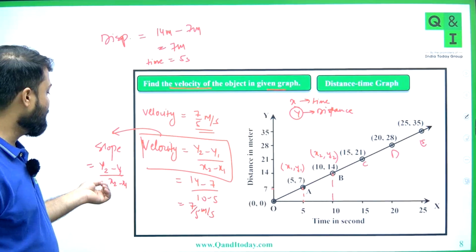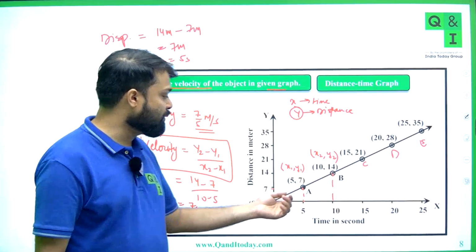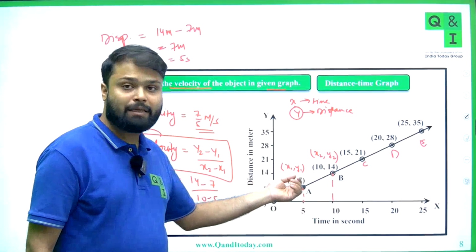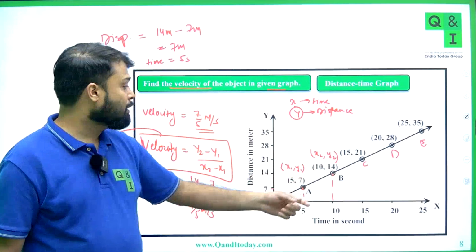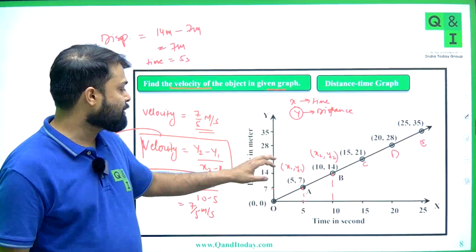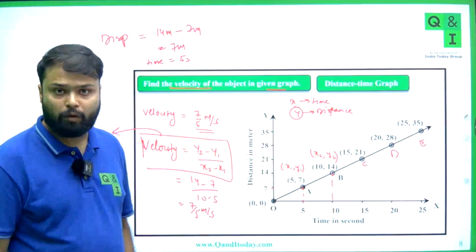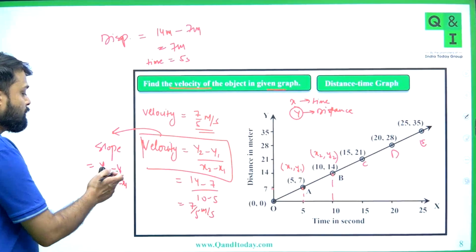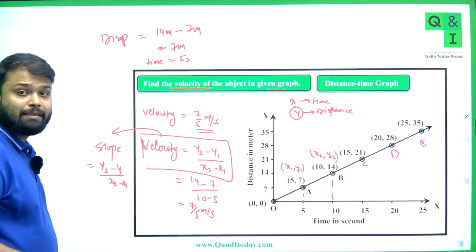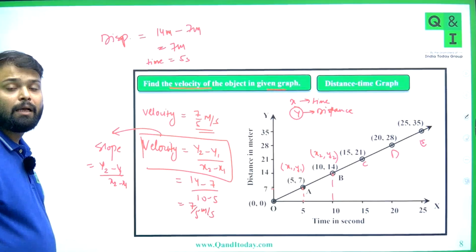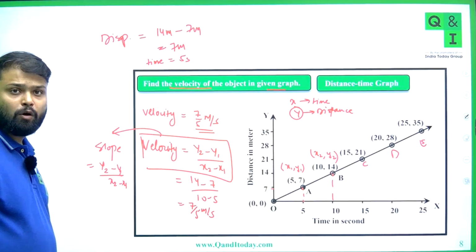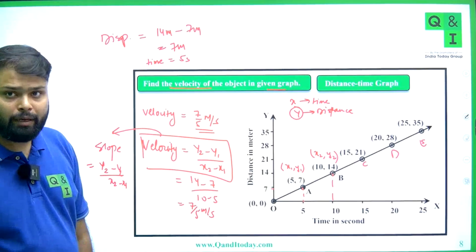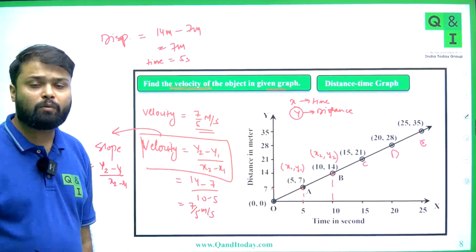What is y and what is x? The quantities which we take on the x-axis are represented by x1, x2, x3 and so on. The quantity we take on the y-axis is represented by y1, y2, y3 and so on. Now what is slope? Change in y coordinate upon change in x coordinate. Are we clear till now?